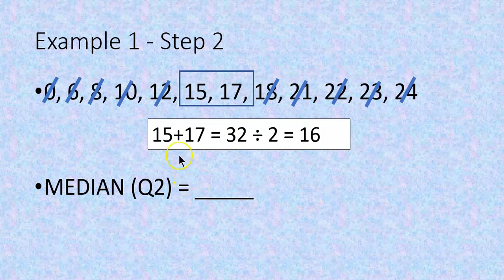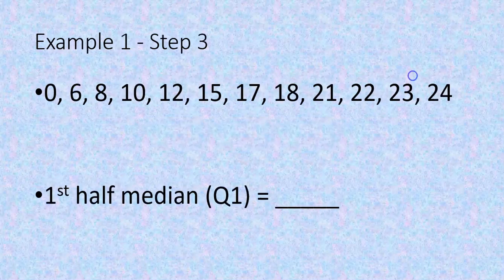In your box, you're going to write exactly what this says. We have to take the 15 plus the 17. Together, that gives us 32. Then we have to divide that by 2 because we just added 2 numbers together, and that gives us 16. So our median for this set of data is 16. Not too difficult. This is not something you haven't seen, so you're not sweating it. So now we're going to move on to step 3.